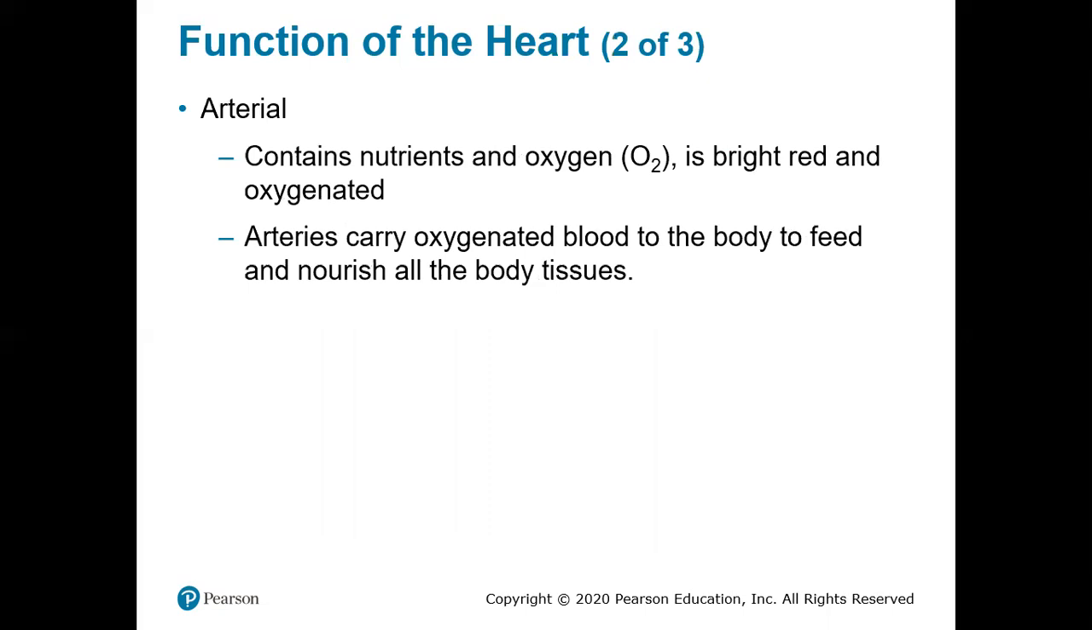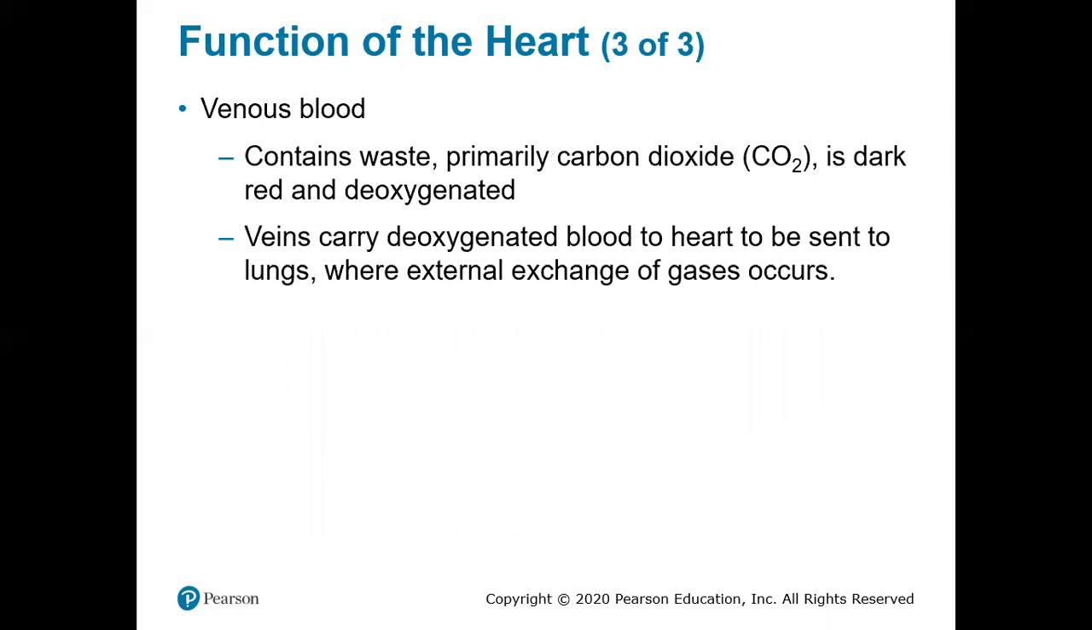Arterial blood contains nutrients and oxygen. It is bright red and oxygenated. Arteries carry oxygenated blood to the body to feed and nourish all the body tissues. The venous blood contains waste, primarily carbon dioxide. It is dark red and deoxygenated. Veins carry deoxygenated blood to the heart to be sent to the lungs, where external exchange of gases occurs.